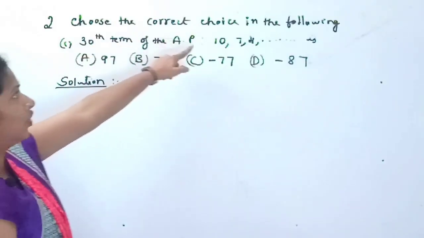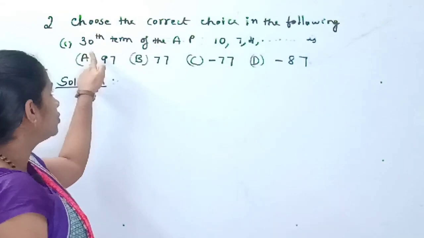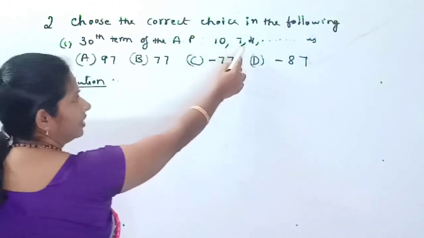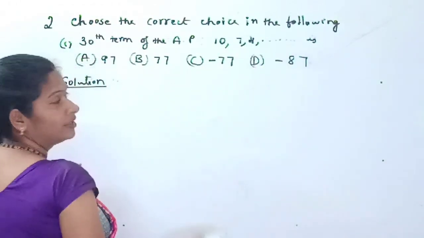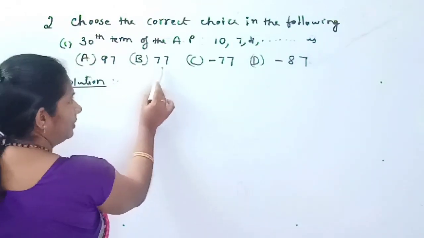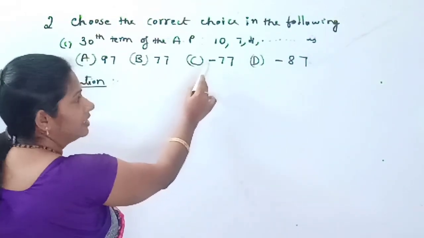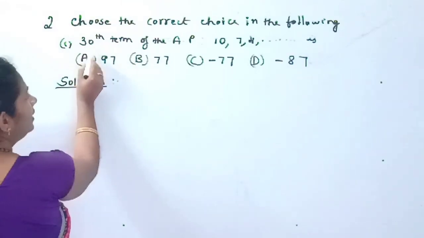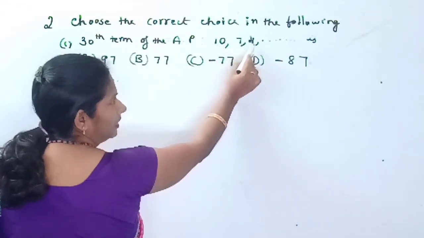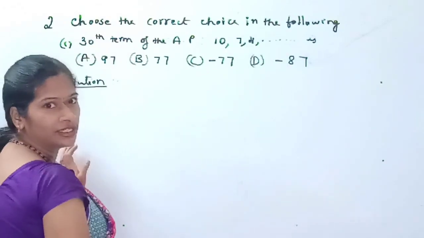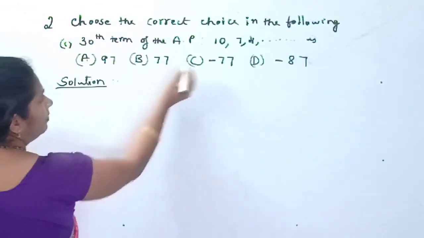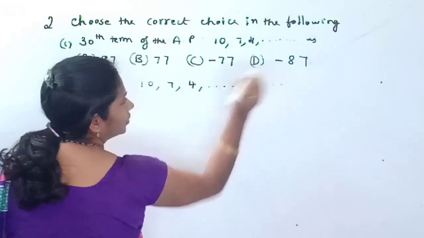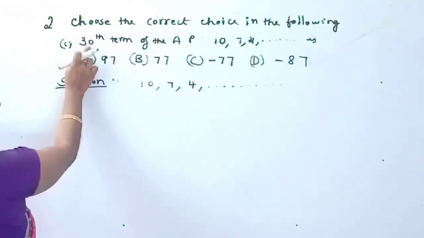Choose the correct choice in the following. First question, 30th term of the AP. The AP they have given, children, is 10, 7, 4, dash. Option A is 97, option B is 77, option C is minus 77, and option D is minus 87. So we have to find the 30th term of this AP, 10, 7, 4. Is it clear? Now, what is the AP, children? 10, 7, 4, and so on, isn't it? Now we have to find its 30th term.